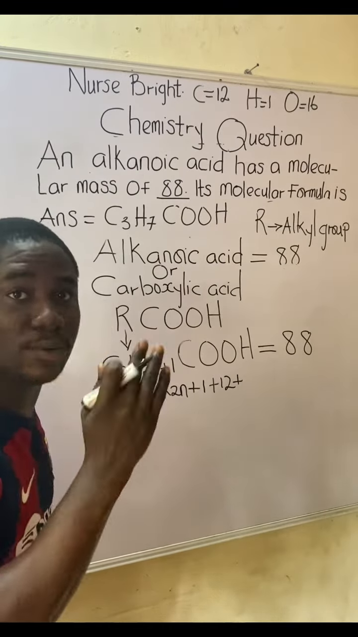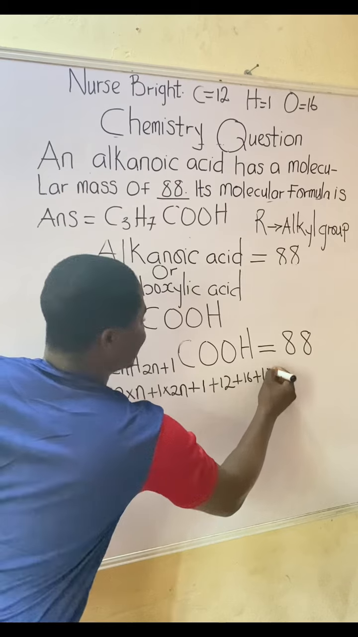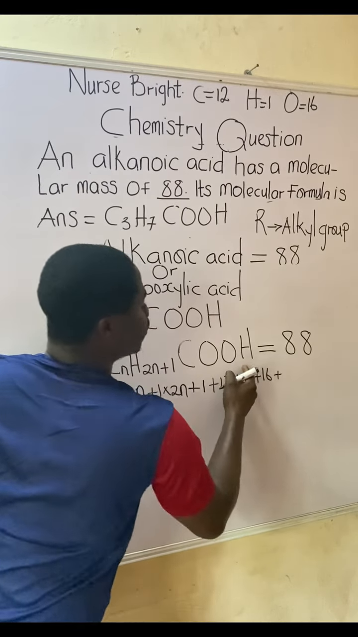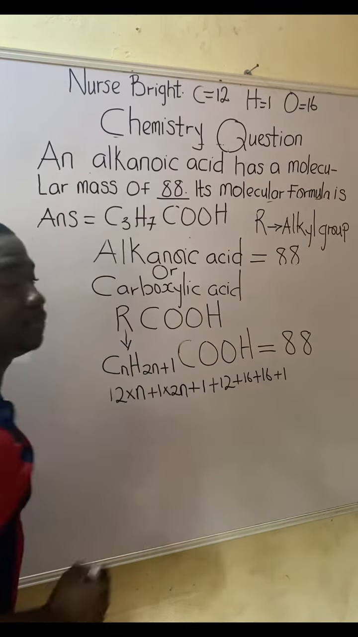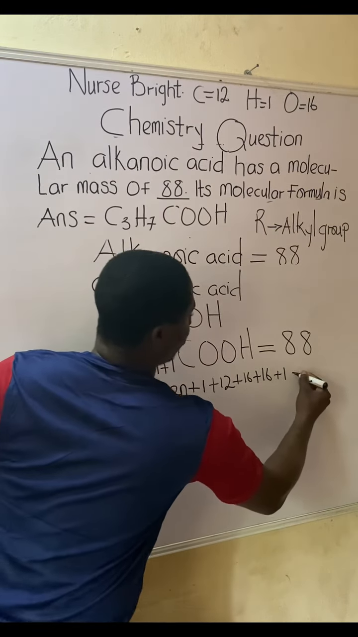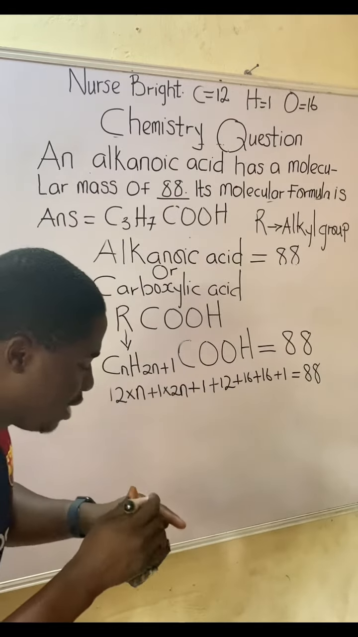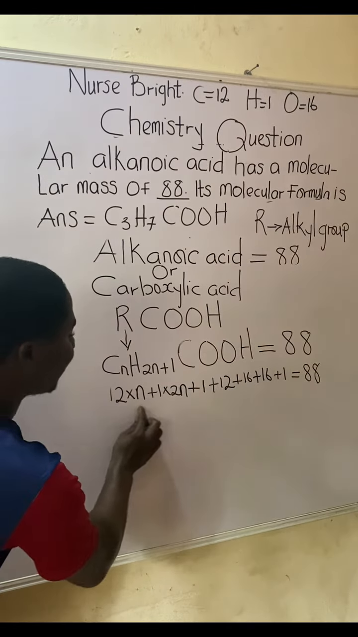One of the oxygen is 16. We have 2, so it's 16 plus 16, plus what? Hydrogen atomic mass, which is what? 1. You can see we are done evaluating all of this. Is equal to 88. Are you following me? So the next thing we do now is to simply get the value of n.